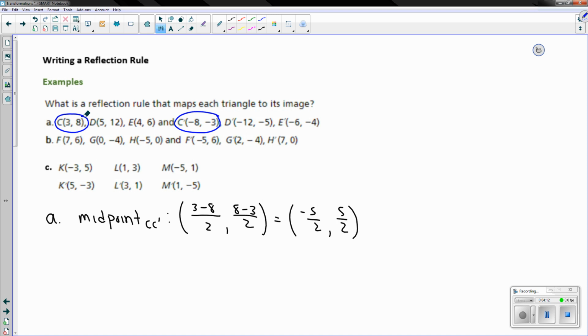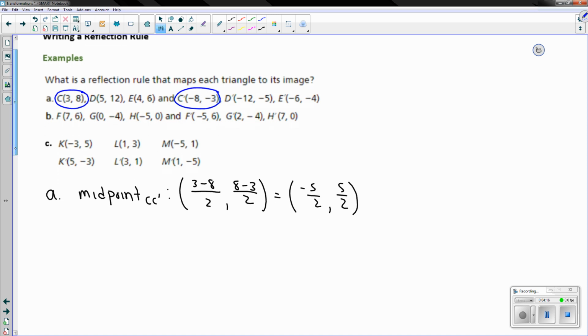Now we need to find the slope of this line of reflection, and that's going to come as a result of us first calculating the slope of the segment that connects the image to the pre-image. So the slope of C prime, we're just going to find the change in y over the change in x. So the rate of change between those 2 points will be -3 minus 8 for the change in the y values, and the change in the x values will be -8 minus 3. We're going to get -11 over -11, which simplifies down to 1.